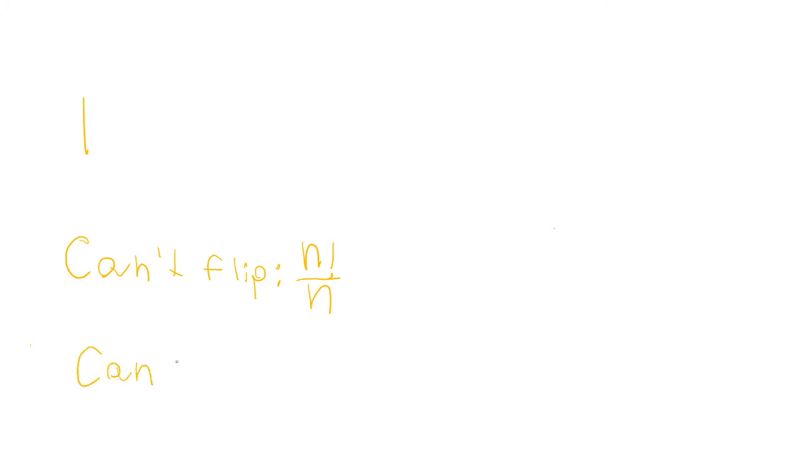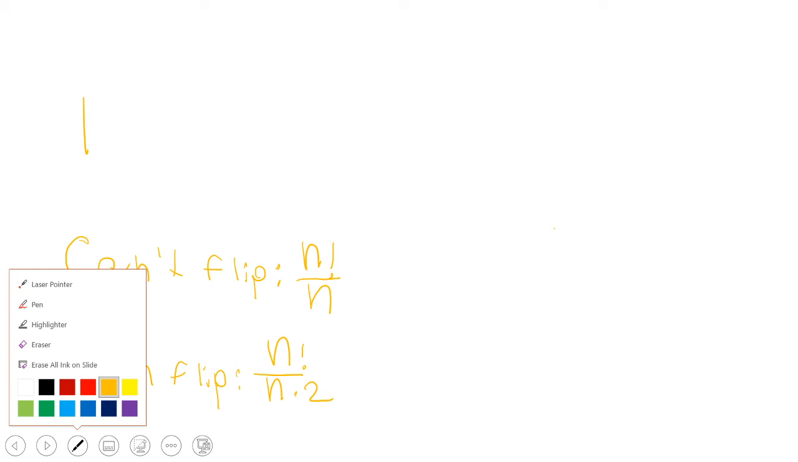An overview of symmetrical counting: if it's a table or something that can't be flipped over, that's our formula. If we can't flip it, it's n factorial divided by n. If we can flip it, it's n factorial divided by n times 2, or I can just do a 2n at the bottom.